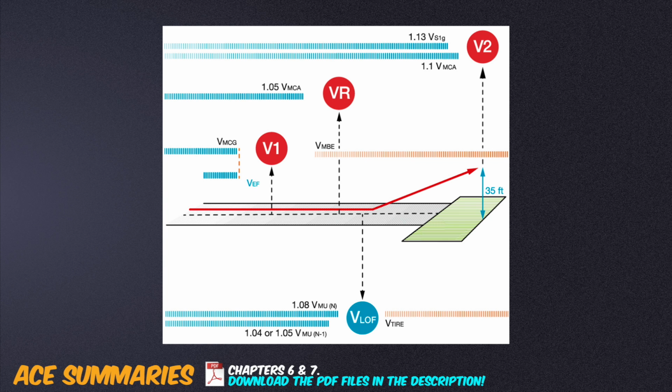V1 is restricted at the low end by VMCG, which is the velocity of minimum ground control, and at the high end by VMBE, which is the maximum brake energy. If field length is limiting, a heavier aircraft will have a lower V1 to provide greater stopping distance. If field length is not limiting, the heavier aircraft will have a higher V1. If V1 is greater than calculated VMBE, the aircraft weight has to be reduced until V1 is lower than VMBE.